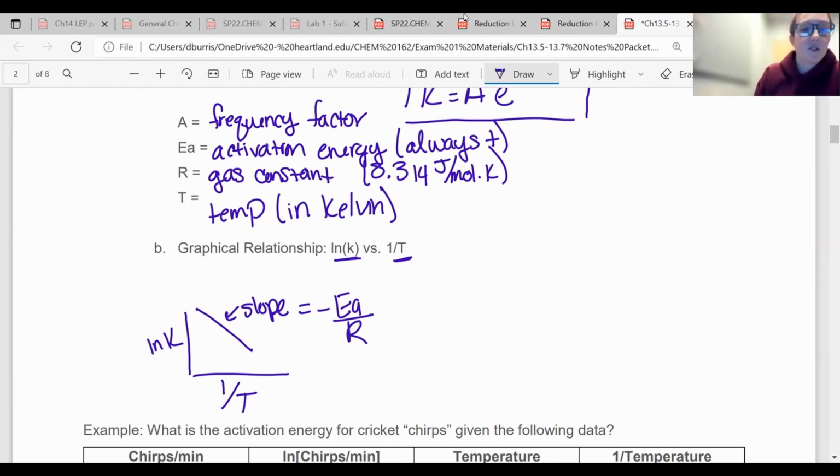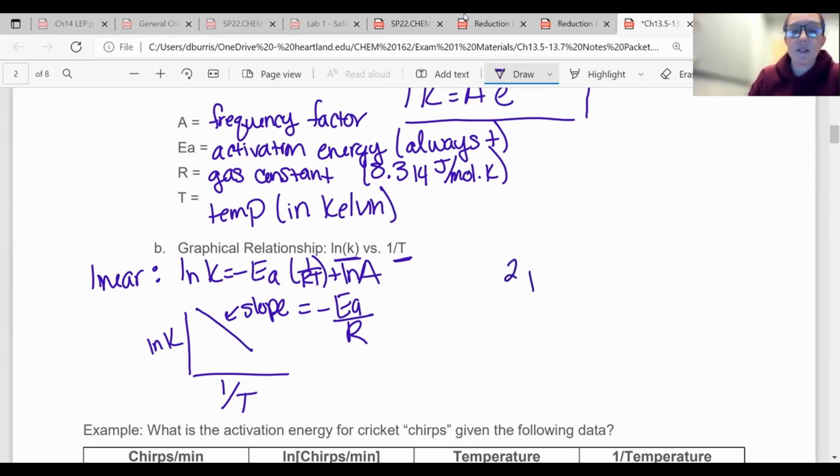That's kind of important. So the linear equation, essentially we're linearizing this data, is the natural log of k equals negative Ea times 1 over RT plus ln A. Again, I'm not going to give you A all the time. So this equation can be really helpful if you have data to graph and you can actually find the slope.